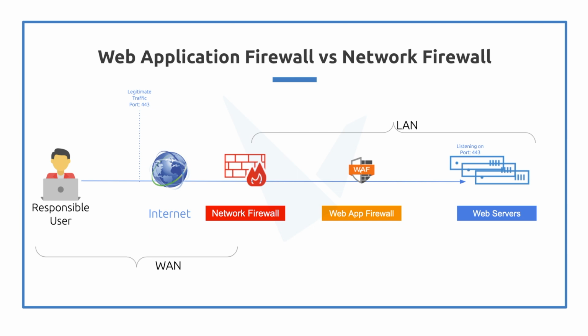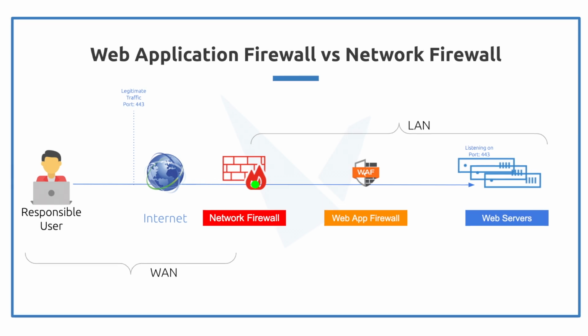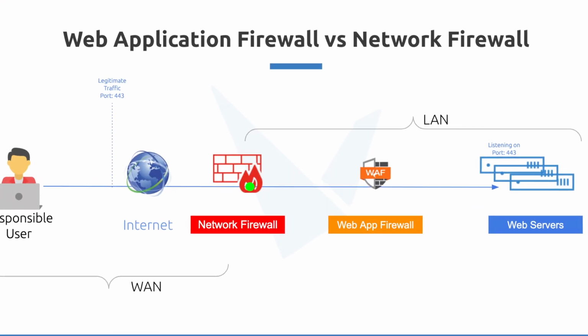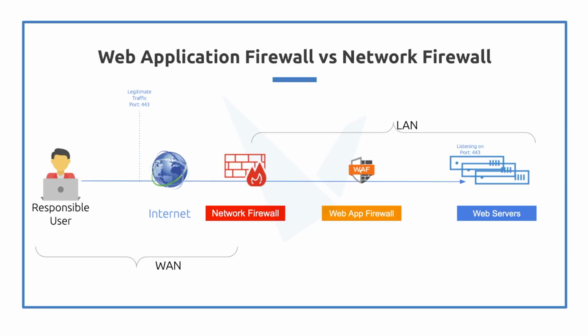The network packet will start from the responsible user's network interface card. It will arrive at the internet. From there, it will be received by the network firewall. It will arrive at the web application firewall of the web server. If all firewalls allow the packet to pass, it will arrive at the web server, which is servicing web requests over port 443, and communication will be established.